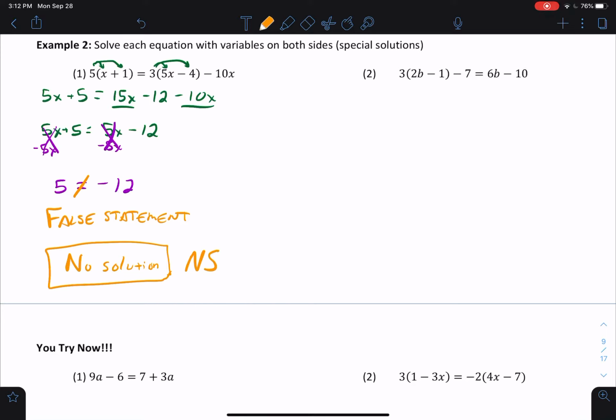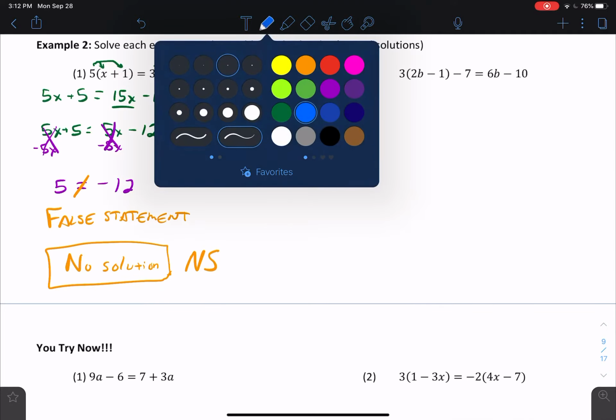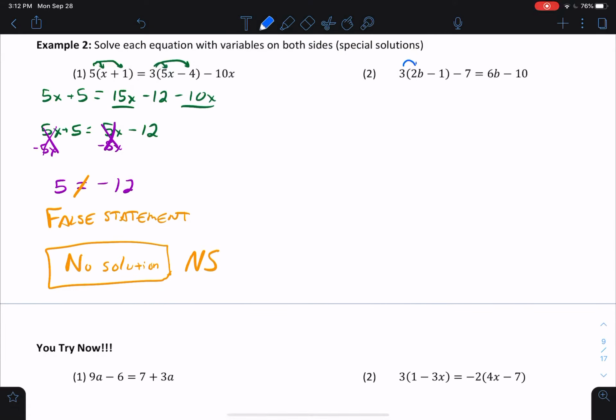What's going to happen here? So I'm going to distribute the 3. So 3 times 2b, that's 6b. 3 times negative 1 is minus 3. This minus 7 just drops for right now. And then the other side is 6b minus 10.